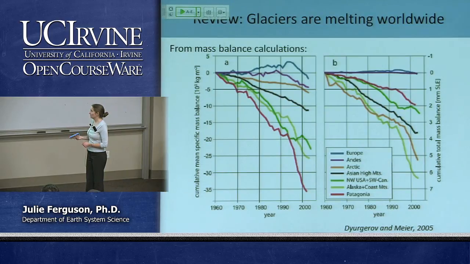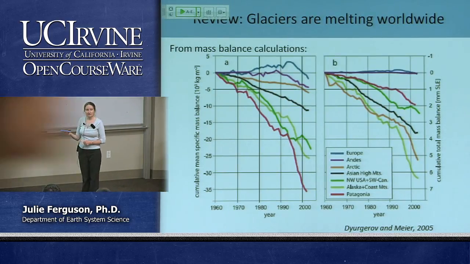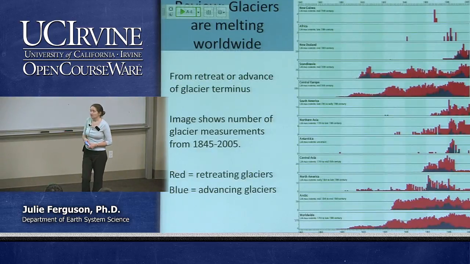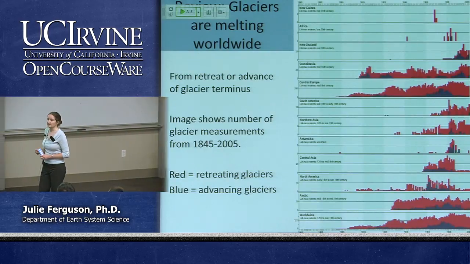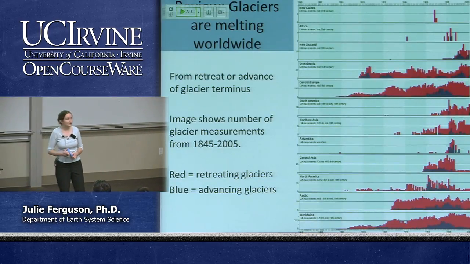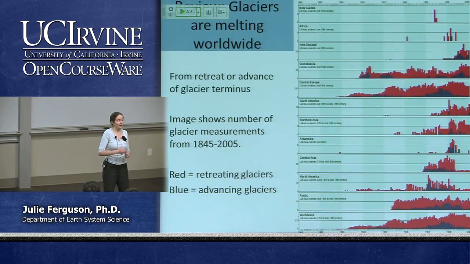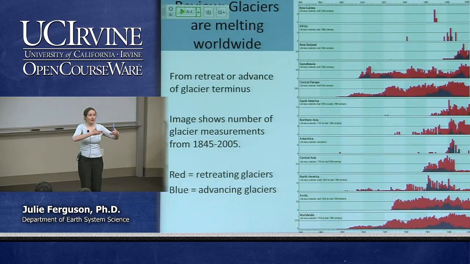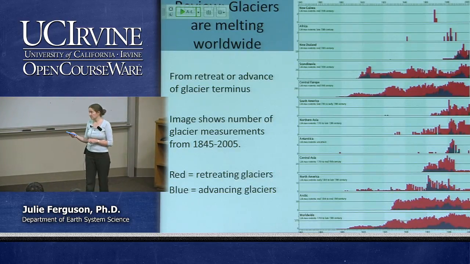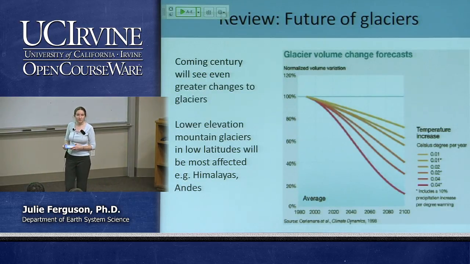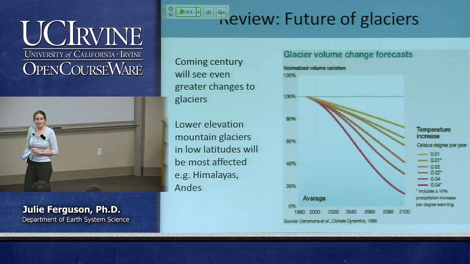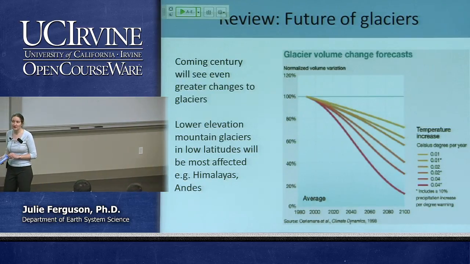That's especially strong around places like Alaska in the US and in Patagonia in South America. And if we look worldwide, there are a few advancing glaciers, but really the vast majority are retreating. Okay, their terminus is moving back up the slope. And in the future, as our temperatures continue to rise, unsurprisingly, we will continue to melt away the ice.